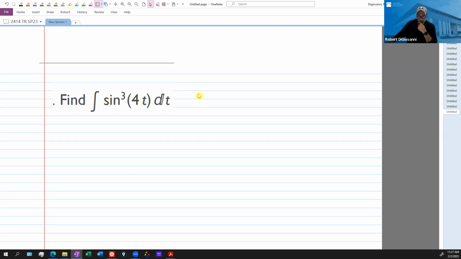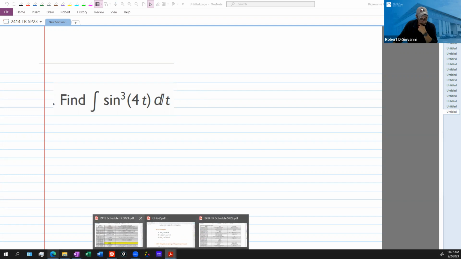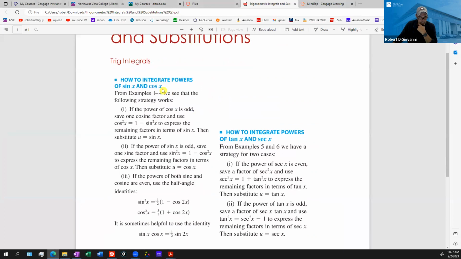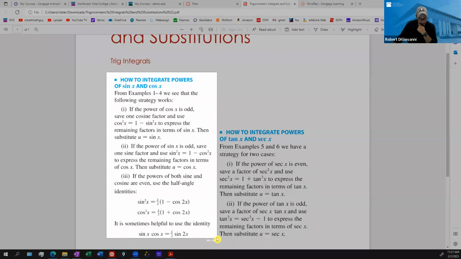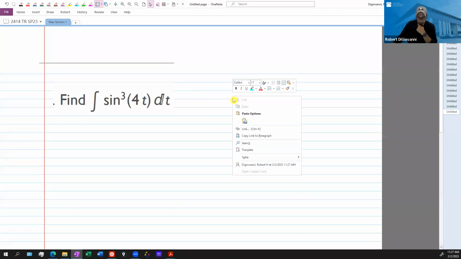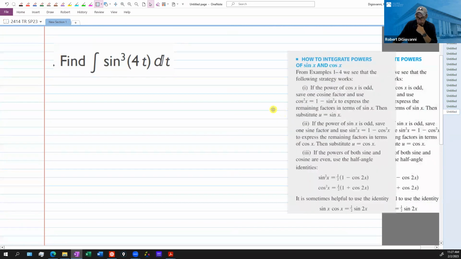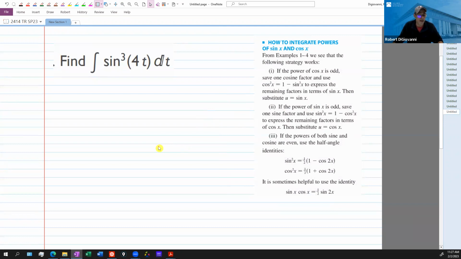So how do we do this? Let's bring up that reference sheet. Here we go. I'm going to zoom in on this and copy these steps and put them in here. All right, so what we're doing right now is trying to solve an integral where we have sine raised to the third power, and inside of that, we have some number in front of t. So how do we integrate powers of sine and cosine?